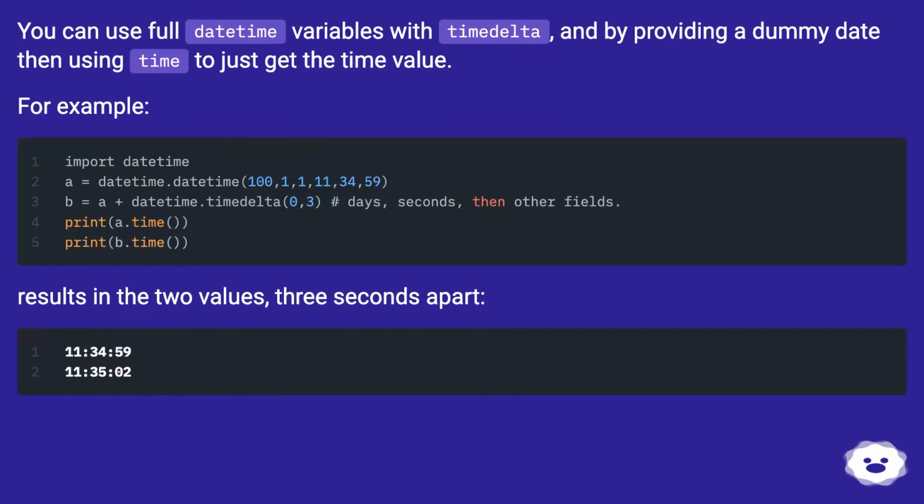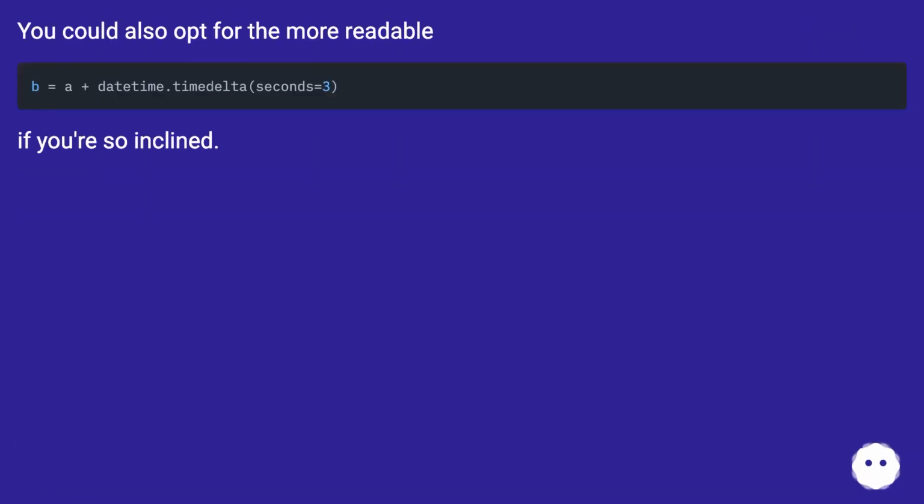You can use full datetime variables with timedelta, and by providing a dummy date then using time() to just get the time value. For example, this results in the two values 3 seconds apart. You could also opt for the more readable version, if you're so inclined.